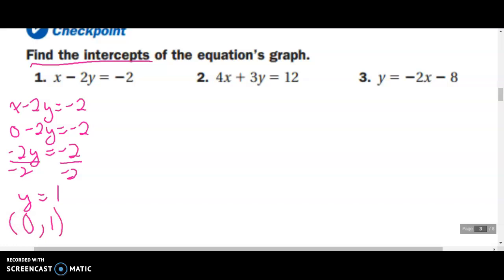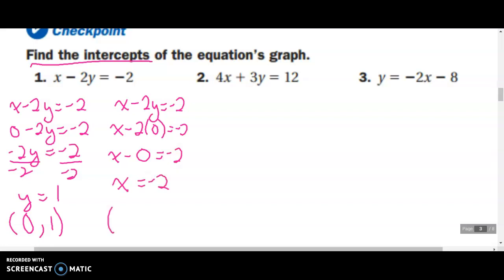There's an ordered pair. We're going to use the same equation now, x minus 2y equals negative 2, but now we're going to replace the y with 0. x minus 2 times 0 equals negative 2. x minus 2 times 0 is 0, equals negative 2. x minus 0 is just x equals negative 2, which means the x-intercept is at negative 2, 0. Okay? We've just gotten those 2 points by plugging in 0 for x and then 0 for y.